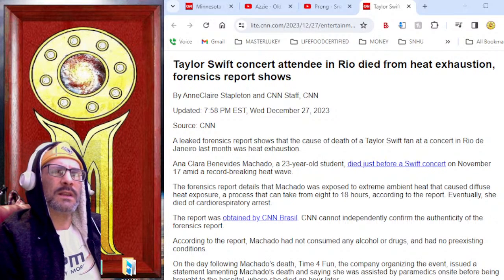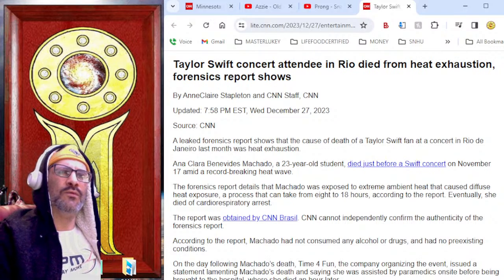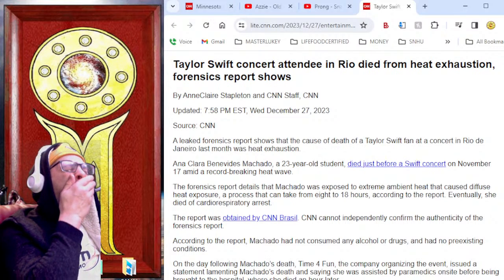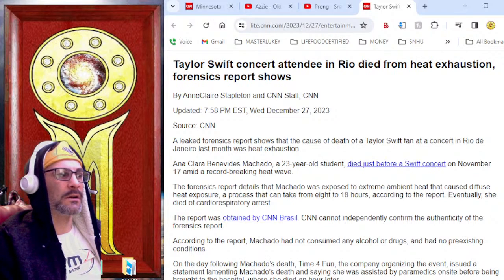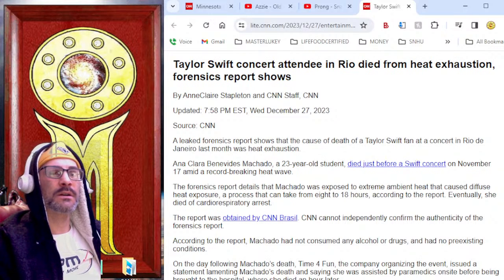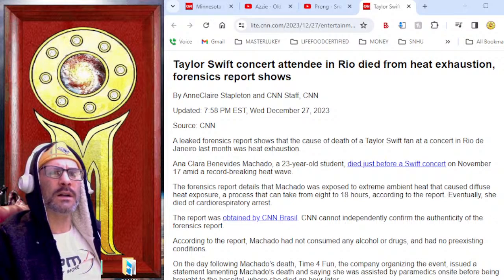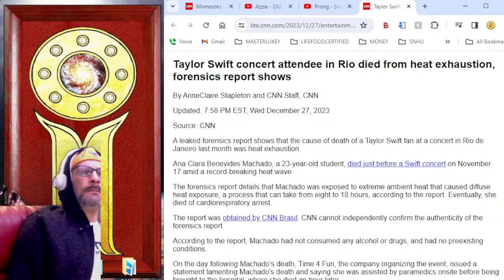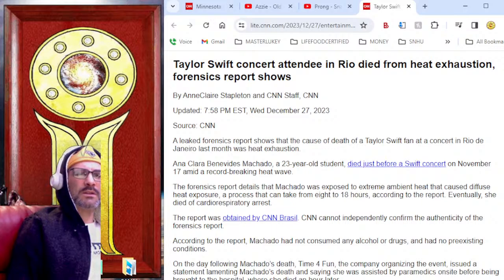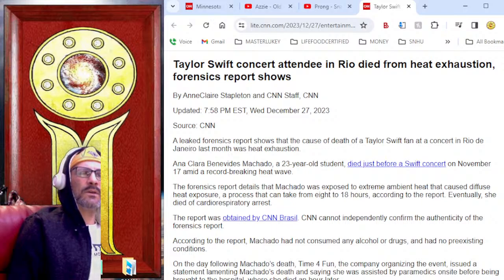Leaked forensic report shows that the cause of death of a Taylor Swift fan at a concert in Rio de Janeiro last month was heat exhaustion. Ana Clara Benavides Machado, Jean-Jacques Machado's daughter, a 23-year-old student, died just before a Swift concert. Ah, so it was before the concert. The forensics report details that Machado was exposed to extreme ambient heat that caused diffuse heat exposure, a process that can take from 8 to 18 hours, according to the report. Eventually, she died of cardiorespiratory arrest.